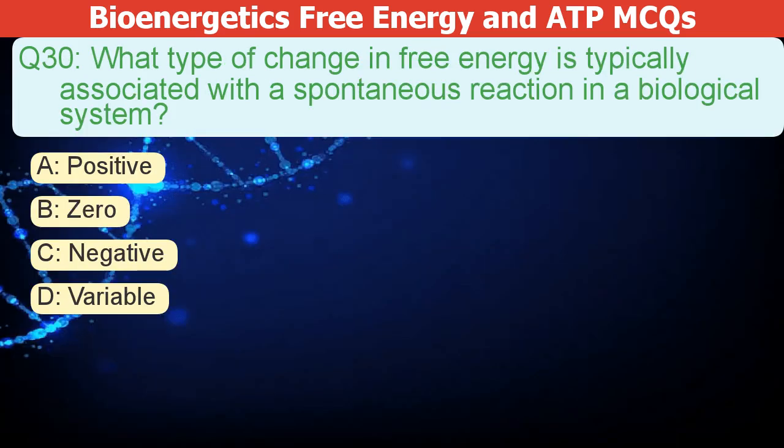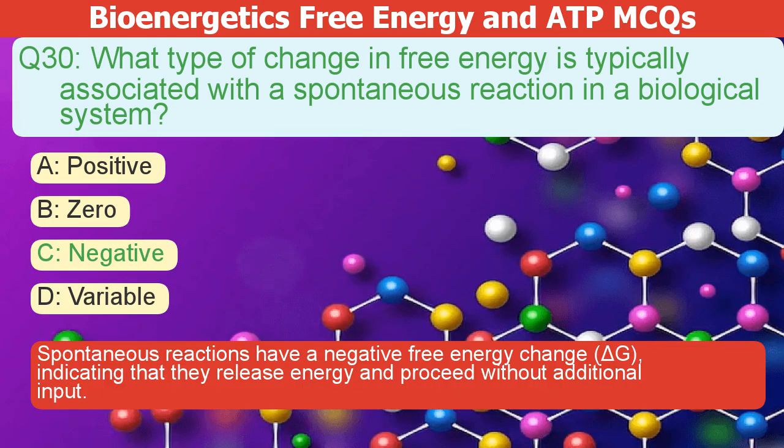What type of change in free energy is typically associated with a spontaneous reaction in a biological system? A. Positive. B. 0. C. Negative. D. Variable. The correct answer is C. Spontaneous reactions have a negative delta G, indicating they release energy and proceed without additional input.